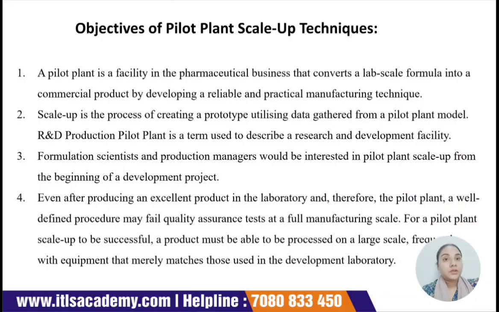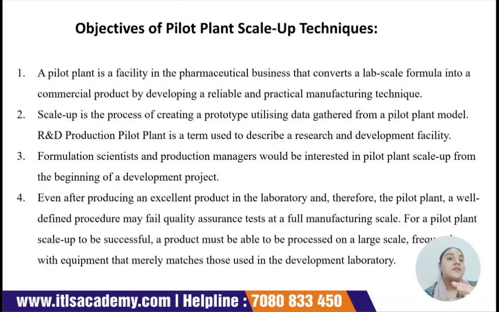Okay, now the formulation scientist and the production manager would be interested in the pilot plant scale up from the beginning of the development project. So whenever you want to manufacture any pharmaceutical product, the first and most important thing is to create an overview or outline of the product that is going to be manufactured. Means what are the raw materials, what should be the machineries, and every formulation that is going to be used in this production.